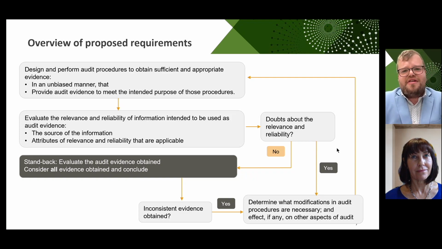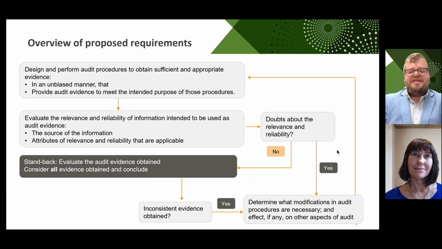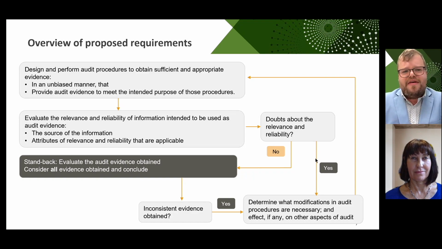Essentially, this closes the loop from earlier in the standard where the auditor designs and performs audit procedures to obtain sufficient and appropriate audit evidence. This new requirement is the auditor saying, okay, I've got all this audit evidence. Is it sufficient and appropriate? Does it meet the intended purpose of the audit procedures? And is all audit evidence obtained consistent or inconsistent with other audit evidence? So, Sylvia, when in the audit process is the auditor expected to do the stand back?